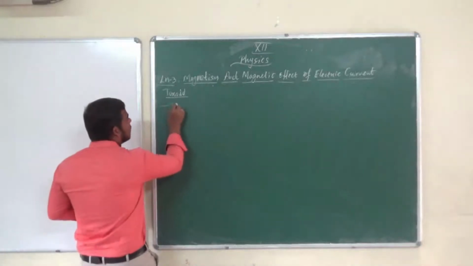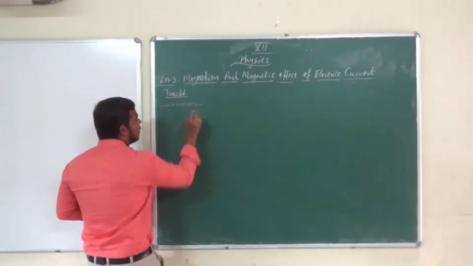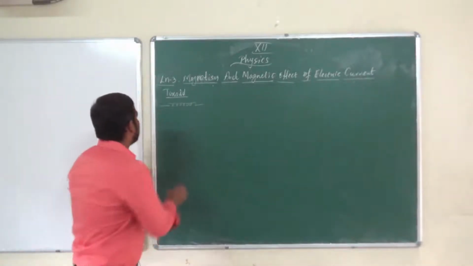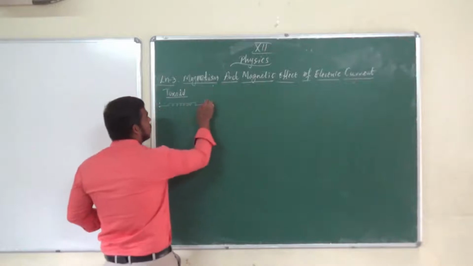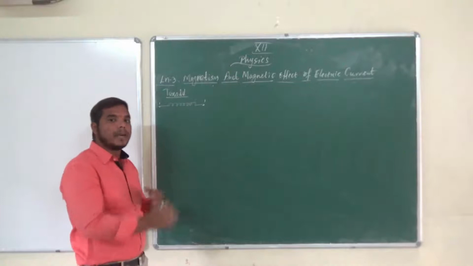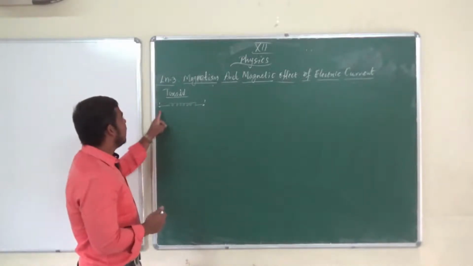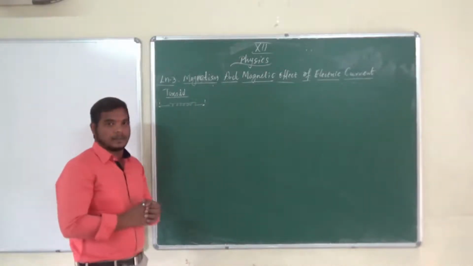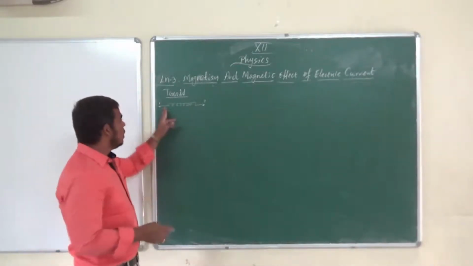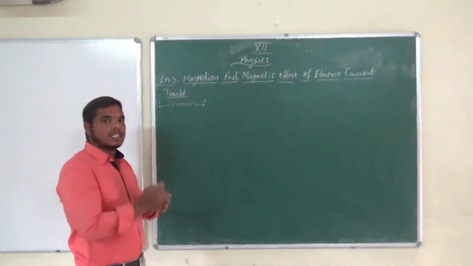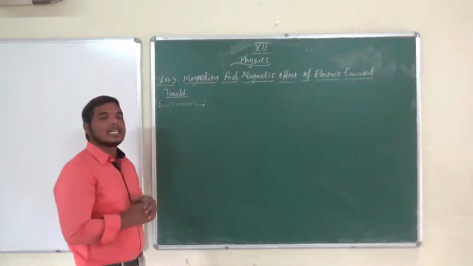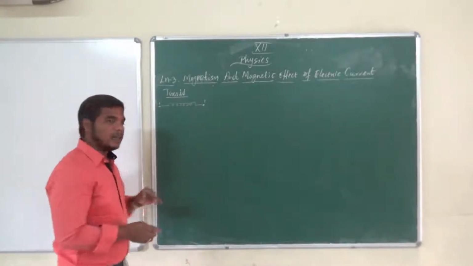This is the solenoid. The solenoid is bent in such a way that this is one end and this is the other end. Consider the solenoid. You have to bend it in such a way that the ends are connected together and form a circular ring, which is known as a toroid. See that?